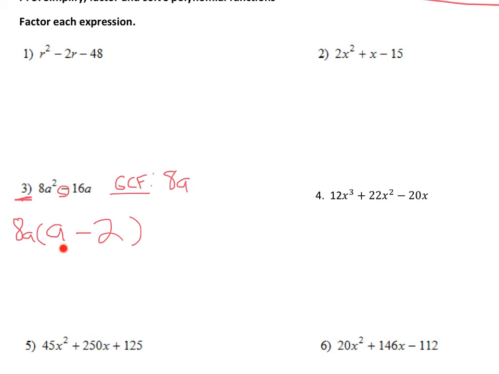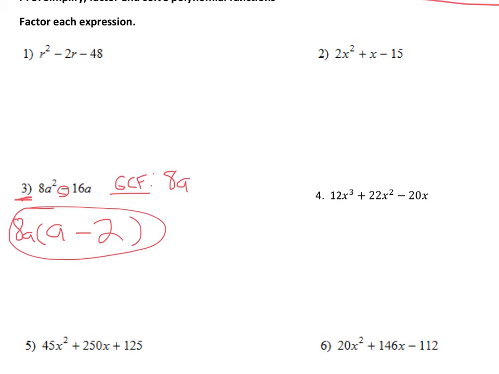This is a linear factor, meaning that this a is written to the first power. So we're done. I can't factor that any further. So that's your answer right there. That was one that really went over the whole concept of looking for a GCF first. Okay, I'm going to go back up to number 1.